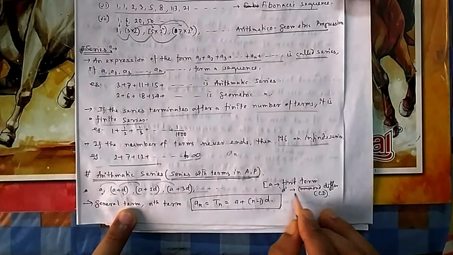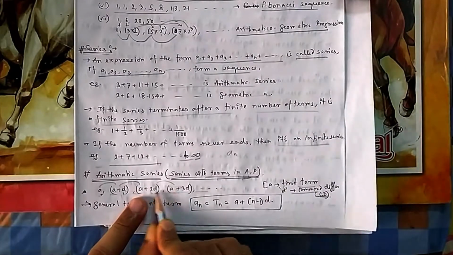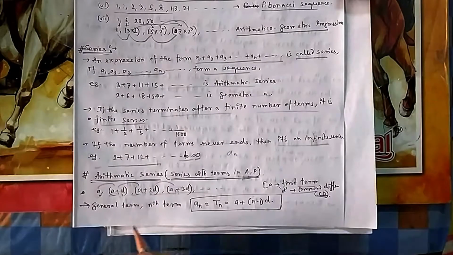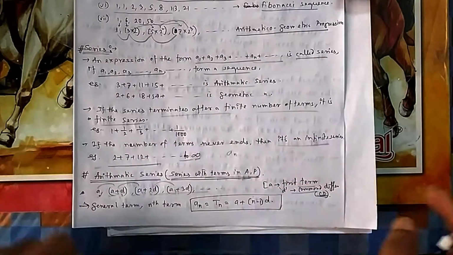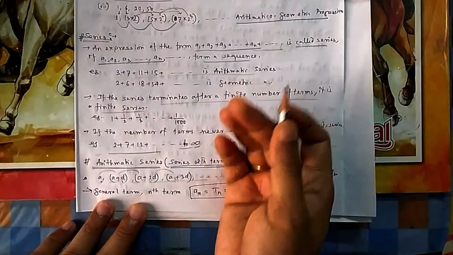So A is known as the first term, D is known as the common difference, CD, which is nothing but if you subtract any two consecutive terms, this minus this you will get D, this minus this you will get D, this minus this you will get D. Every time, because it is increasing by the value of D. You add D to the previous term, you will get the next term.